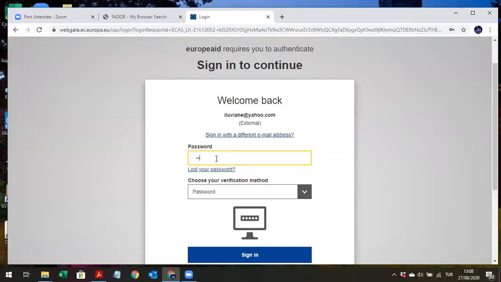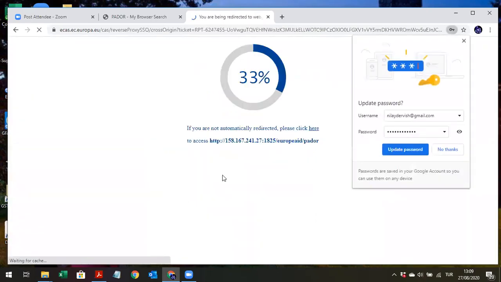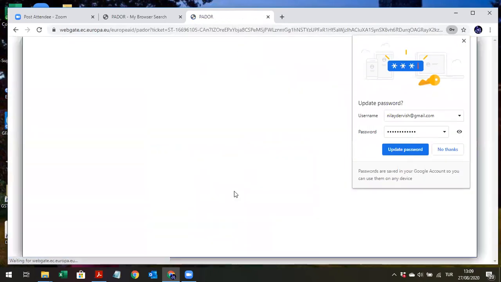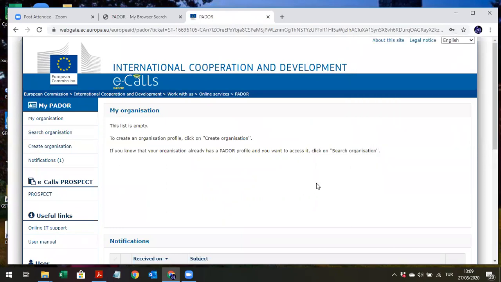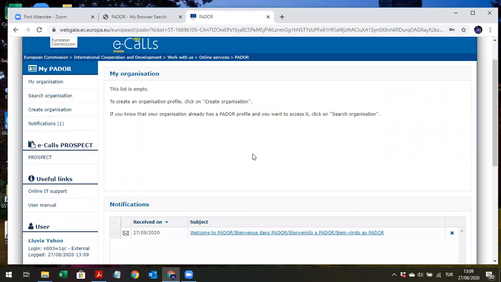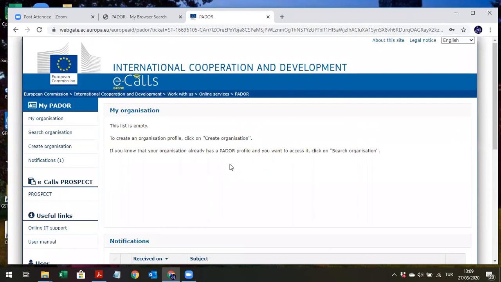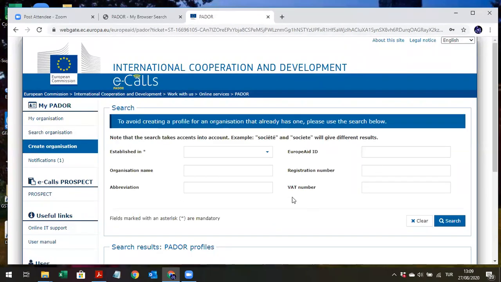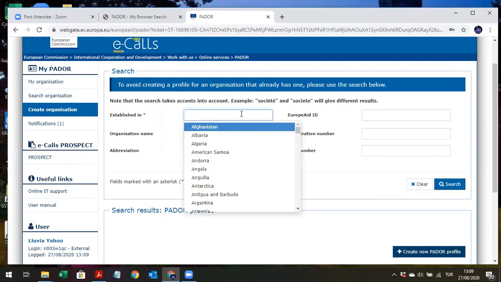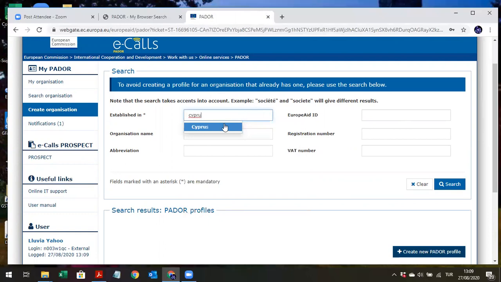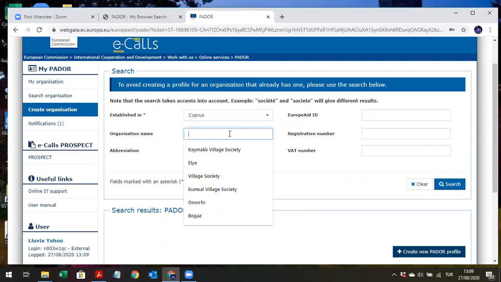Yes, let's enter the password. And this is PADOR. First of all, the system obligates you to search for your organization so that it is sure that it's not a duplication of registrations. So you are trying to create an organization now. If you do not do the search step first, it doesn't allow you to create. It doesn't allow you to press this button. So let's do a search. The location of action is Cyprus, so we enter Cyprus. The organization has to be established in Cyprus.